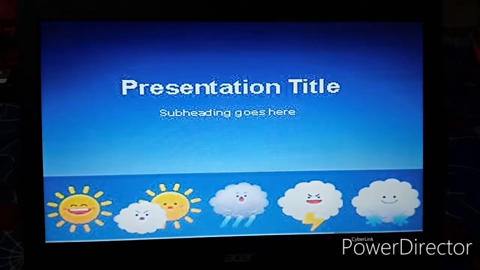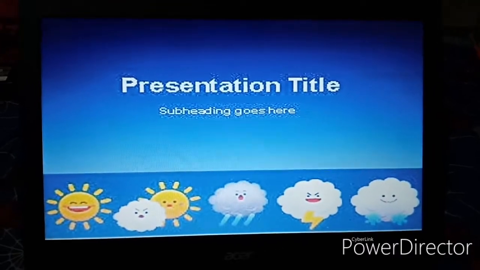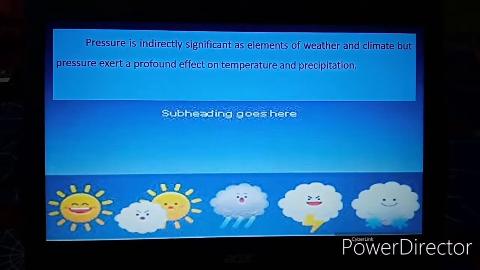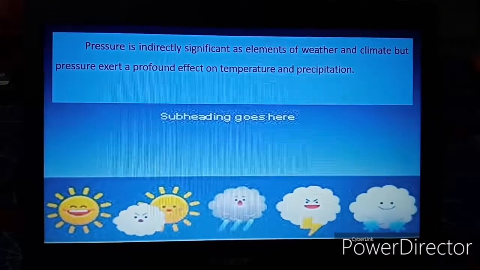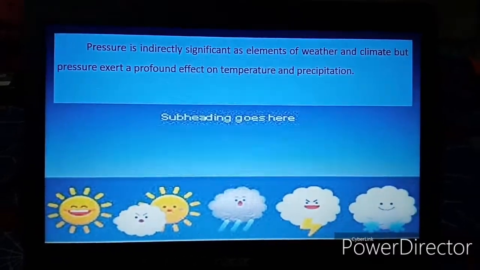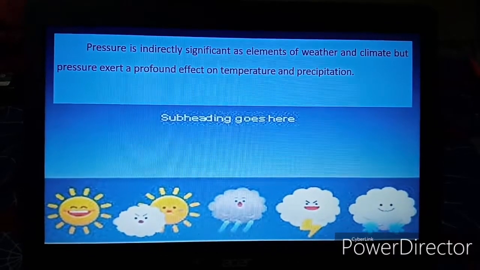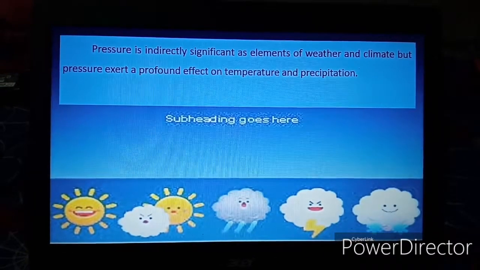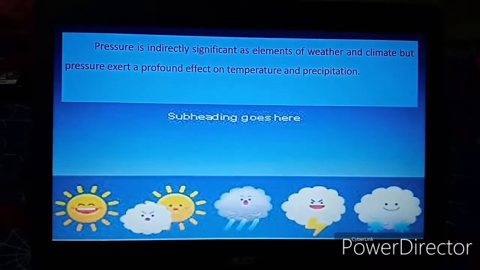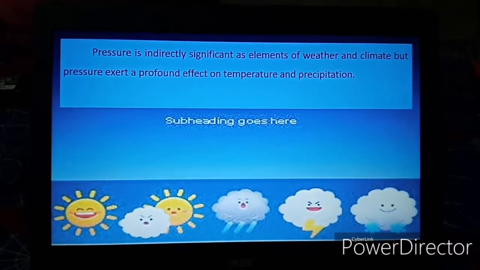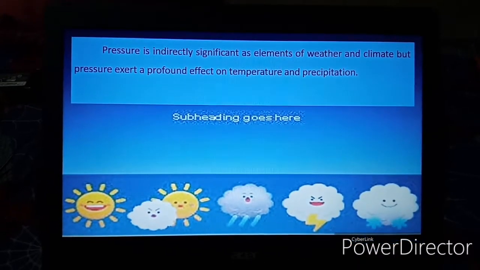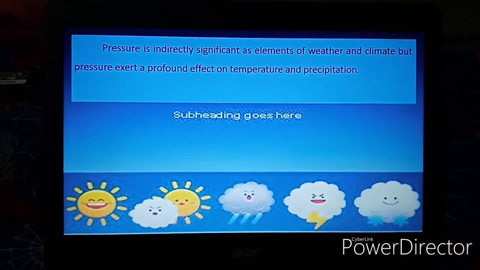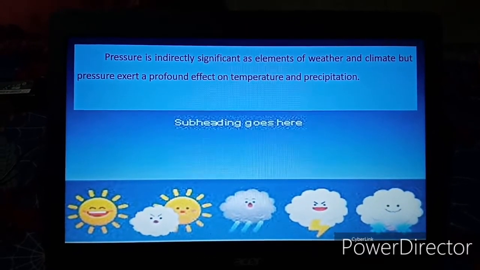So in the video, it explains what pressure is. Pressure is indirectly significant as an element of weather and climate, but pressure exerts a profound effect on temperature and precipitation. Meaning to say, pressure does not directly affect our climate, but it affects the temperature and precipitation. And this too is the most important or vital element of climate.